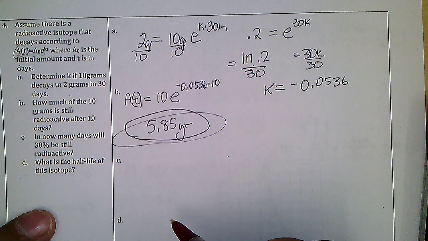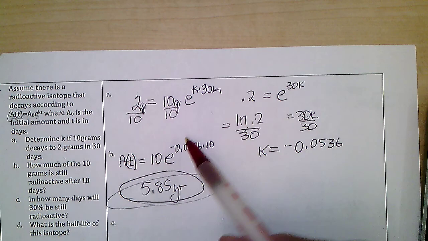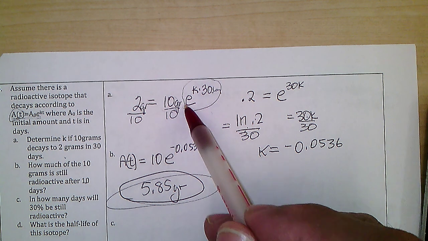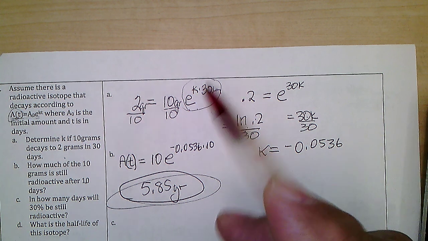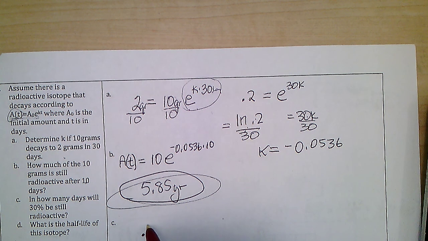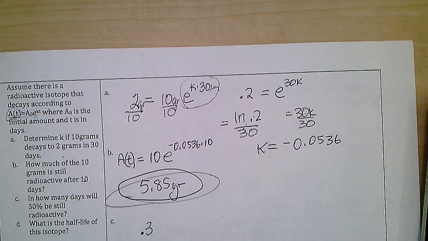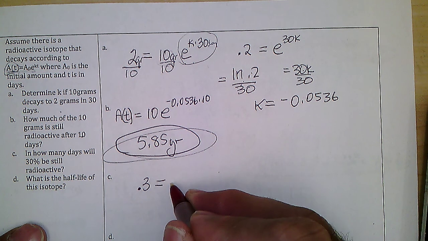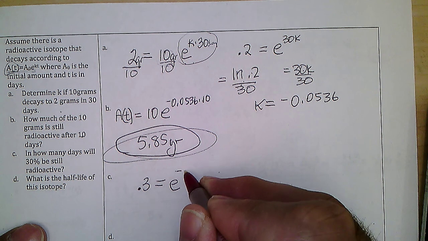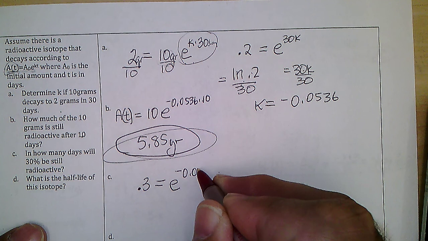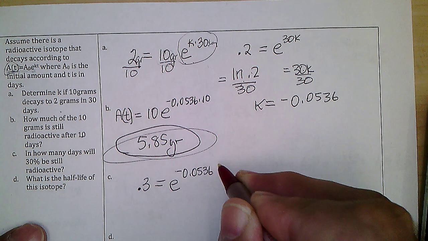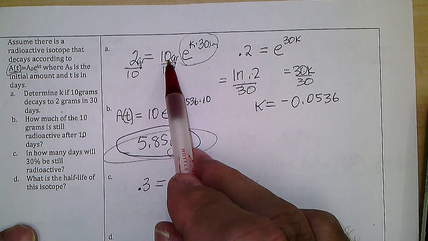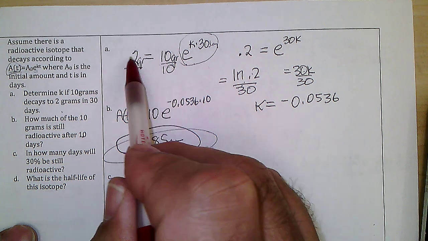Well, 30% is 0.3. So looking at this formula, if we want 30% of whatever we started with, just this has to be 30% or 0.3. 0.3 is 30%, not 1/3, 30%. So 0.3 is what e to the kt has to equal to get 30% of the starting amount, 10. And if you wanted to put over here, 30% would be 3.